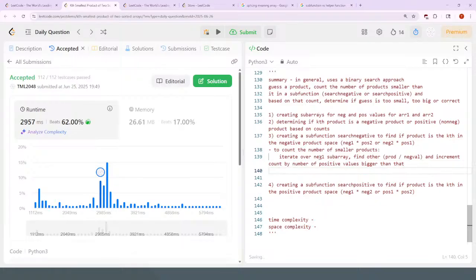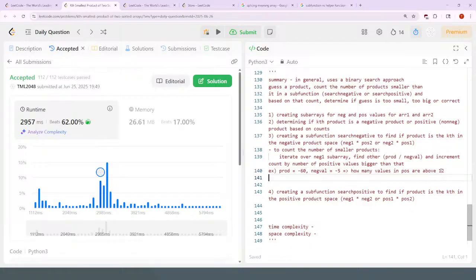So, if the negative value is -5, the product that you're guessing is... or I guess this is the negative product space, so the product you're guessing is -60. -60 divided by -5 would be... let's say the product that you're guessing is -60, the negative value is -5, then how many values in the other positive array are above 12, right? -60 divided by -5 is positive 12.